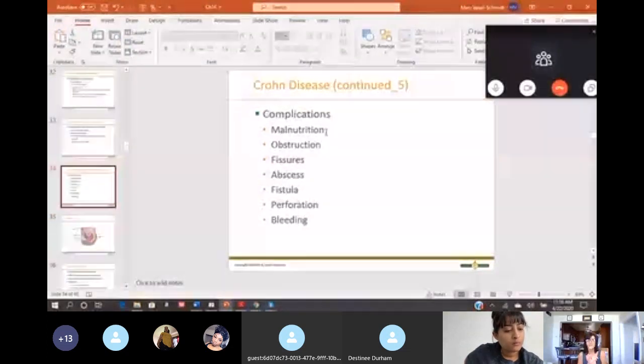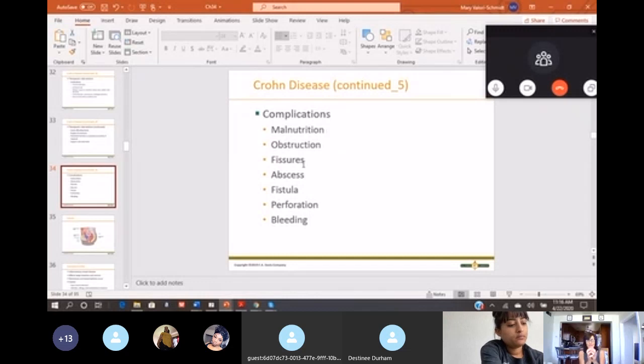Complications, obviously malnutrition, that it's the small bowel obstruction from the dead or dying tissue that's in the small bowel. Fissures, cracks in the lining of the bowel tissue. Abscess. An abscess is an infection that encapsulates and starts to collect purulent exudate, pus. So that's dangerous. A fistula. Fistula is an opening that is not naturally in the body, that occurs because of an erosion or a tunneling.